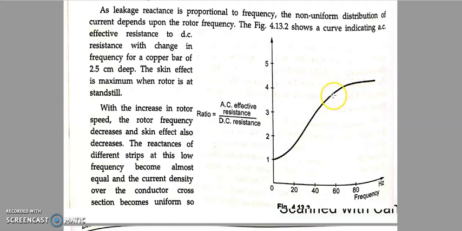As I go on decreasing the frequency from 80 hertz to 60 hertz, you can see the ratio has decreased. The AC effective resistance will decrease. DC resistance anyhow is constant. Dividing a variable by a constant, again the ratio will decrease. You can see it has reached over here. If I come to 40, again the ratio has decreased. If I come to 20, again the ratio has decreased, and finally it reaches the minimum ratio. So this is the picture of the ratio of resistances versus frequency.